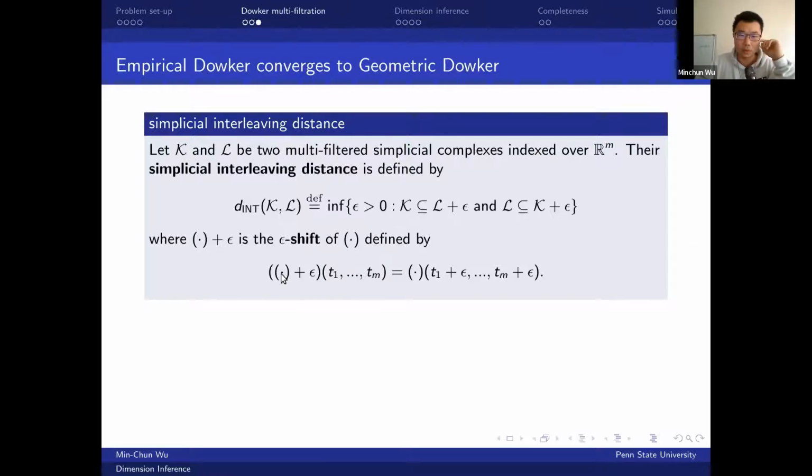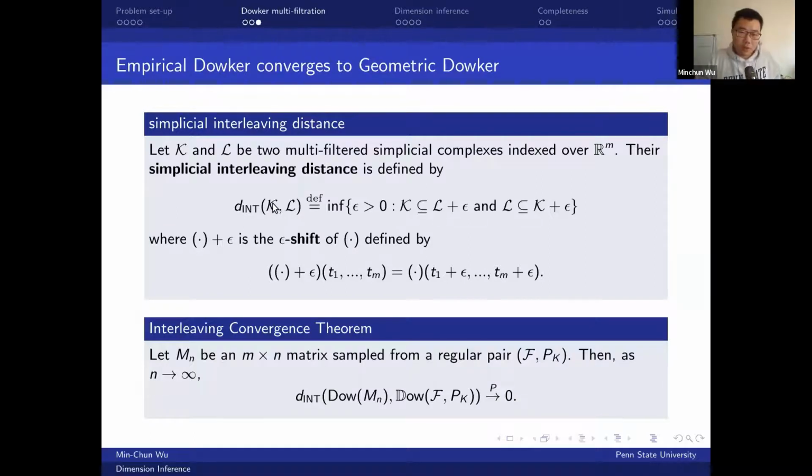So when you have a multi-filtration, K plus epsilon is a new multi-filtration, where the value at index t1 to tn is the original multi-filtration at index t1 plus epsilon up to tn plus epsilon. So roughly speaking, we just shift the index of the multi-filtration and compare whether one can cover the other. And we figure out the smallest epsilon possible that can fulfill this and denote it by the simplicial interleaving distance. If no such epsilon exists, then we define the distance as infinity.